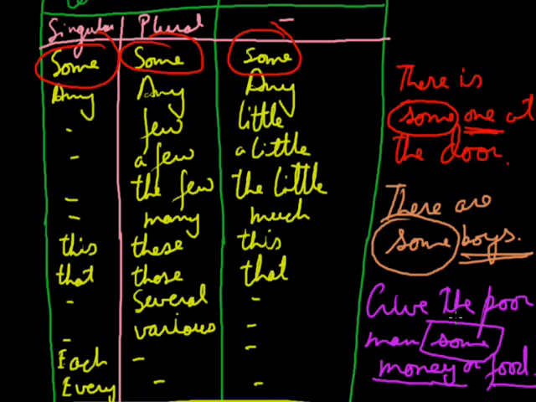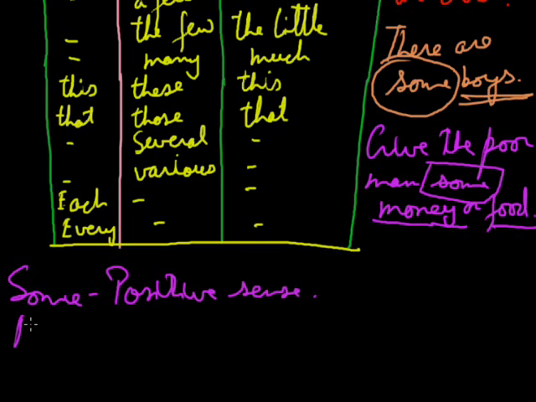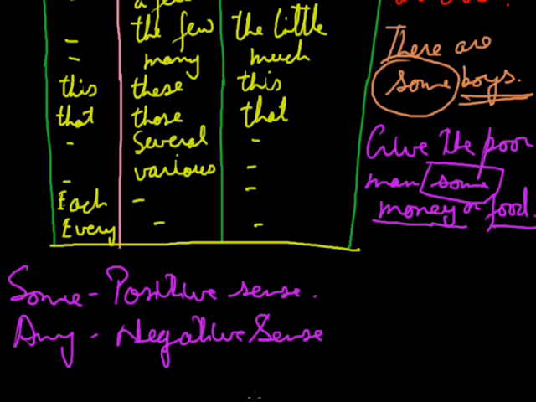Same is the case with any. Any can also be used with the singular and plural of the countable noun as well as it can be used with the uncountable noun. The difference between some and any is some is used with positive or affirmative sentences and any is used with the negative sentences. So it is used in the negative sense or negative sentences and some is used with the positive sentences.